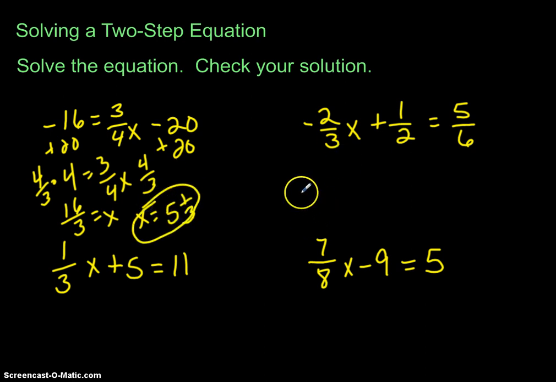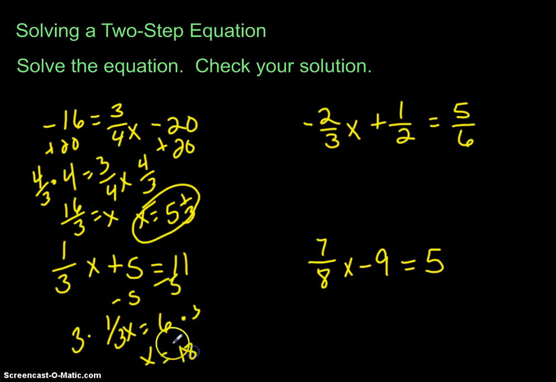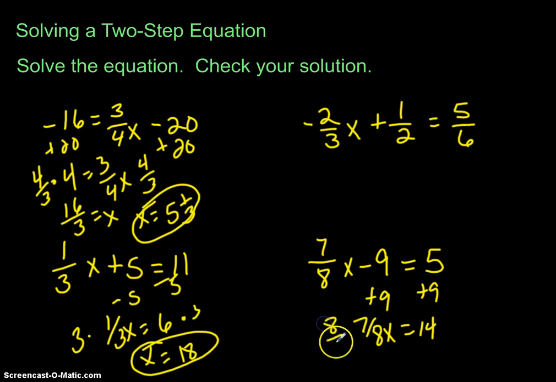The circle's pretty bad, but I got my answer in there, most of it anyway. Here I'm going to subtract 5. I get 1/3 x equals 6, multiplied by the multiplicative inverse, which is 3 over 1, or just 3. x equals 18. Done. Let's do this one. I'm going to add 9 to both sides. 7/8 x equals 14. Multiply by 8 over 7. I get x equals, that cancels. That's 2. 2 times 8 is 16.